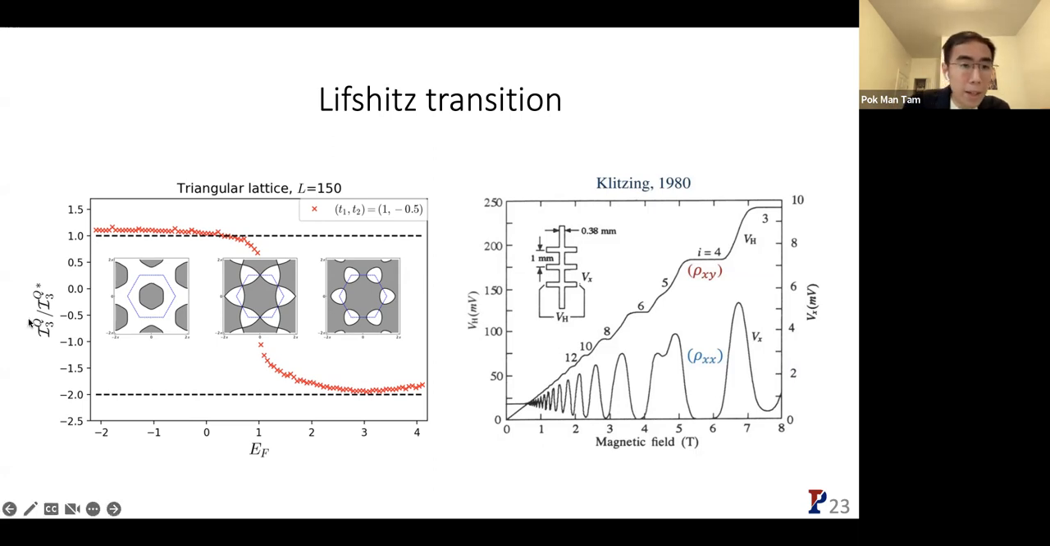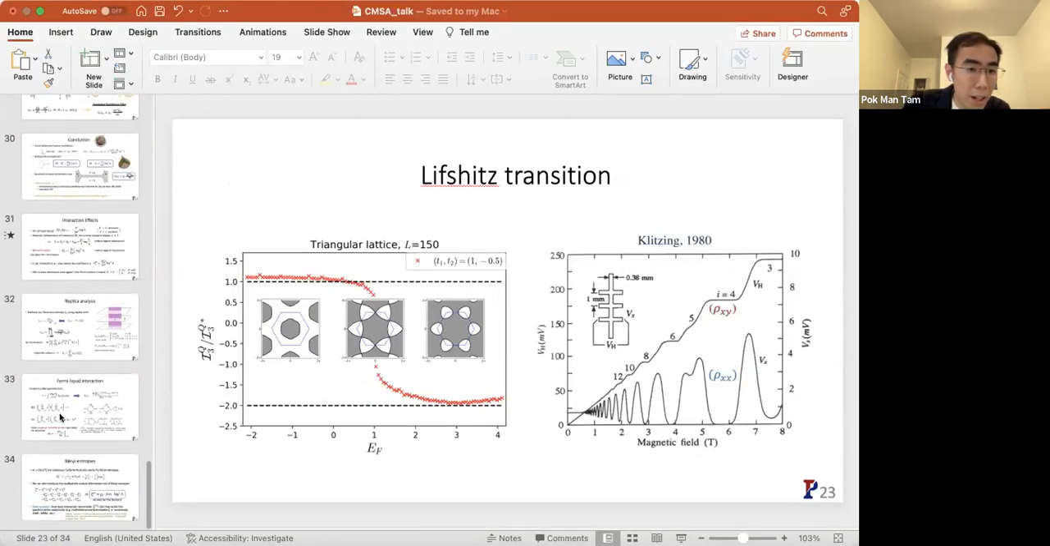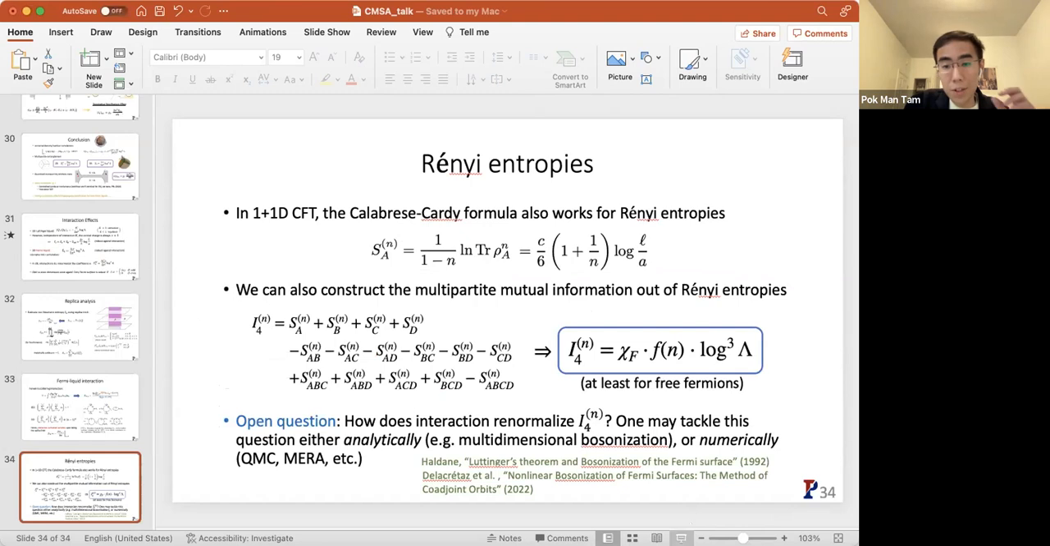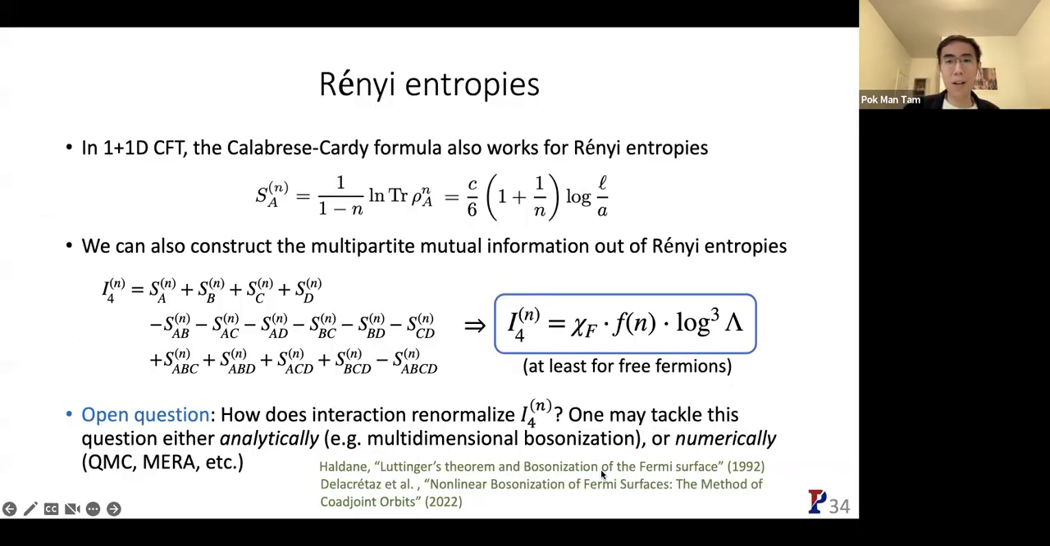Let me very quickly go to the very last slide. What I told you is about von Neumann entropy. We also have a similar result for Rényi entropy, and that is probably easier to probe numerically. I don't have an estimate of how hard that would be or how much cost it would be, but we do have results for the Rényi entropies.